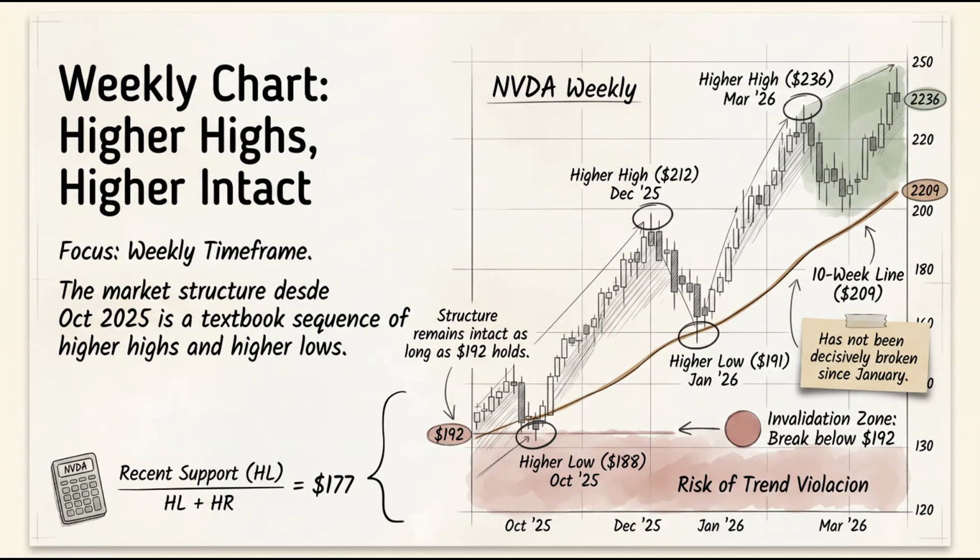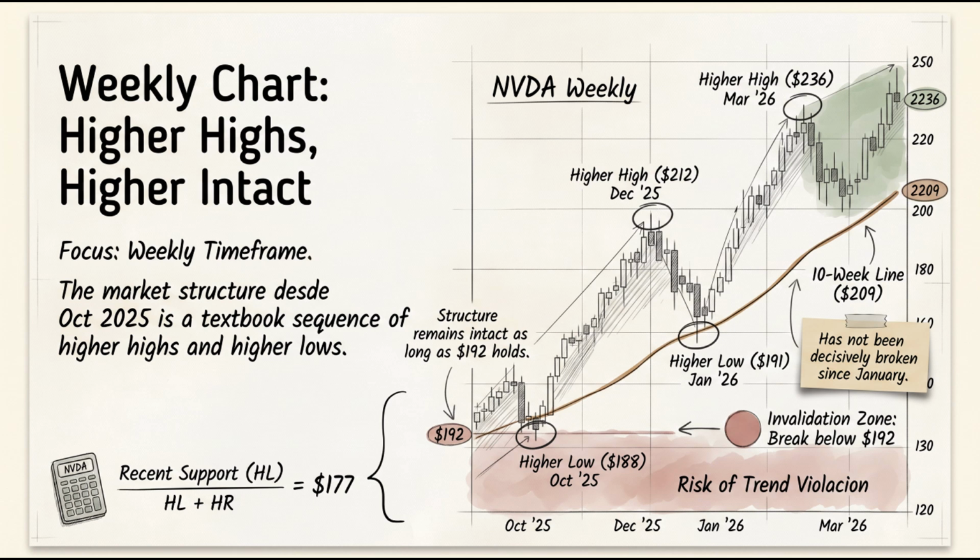Zooming into the weekly chart, the market structure confirms a sequence of higher highs and higher lows since October 2025. We saw a higher low at 188, a high at 212, another higher low at 191, and a high at 236.